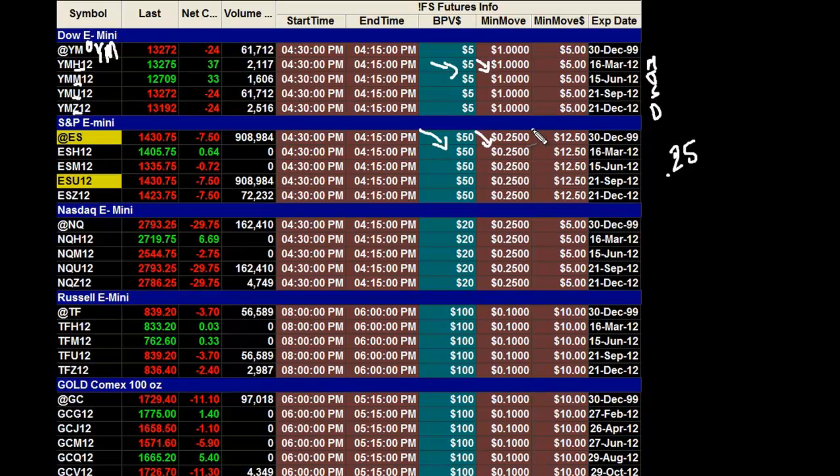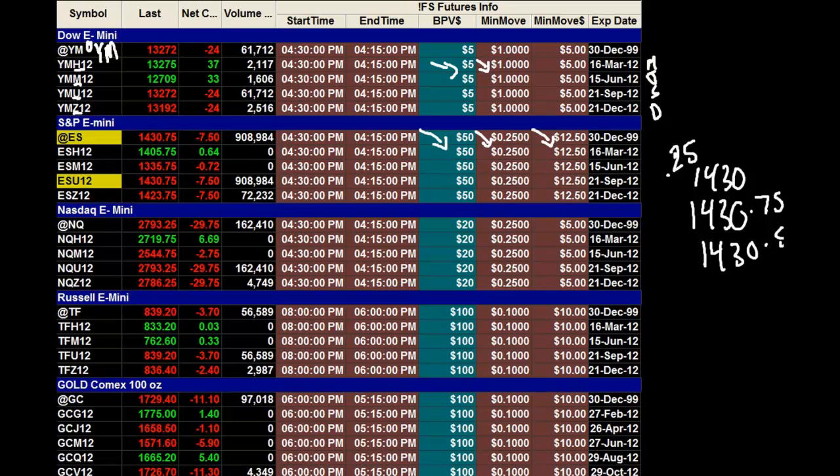So you can see that a tick, so if it goes, let's say on the S&P, from 1430.75, and then if it goes to 1430, well, that's a bad example. Let's go down here. Let's go 1430.50. In other words, that thing would have moved 1 tick, and then you would have a profit of $12.50 per contract. Now, every contract's different.